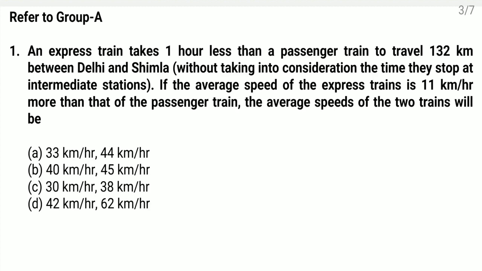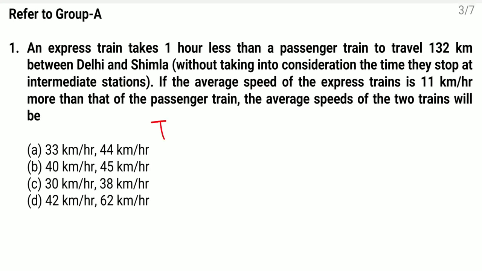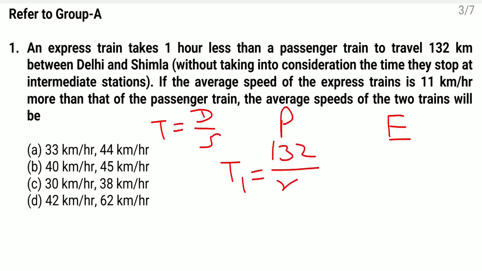Before solving this one, you should know the formula: time is equal to distance by speed. Now this is the passenger train and this one is the express train. For the passenger train, the time required is distance, 132 km, divided by speed x km per hour. For the express train, the distance is the same, but the speed is x plus 11.